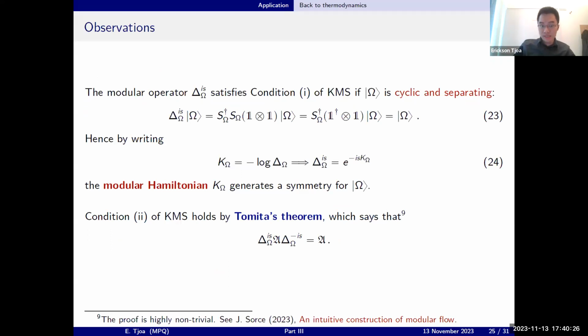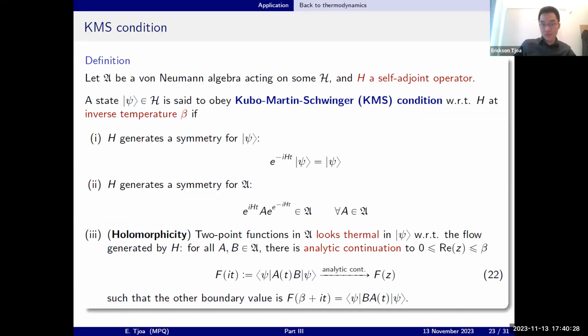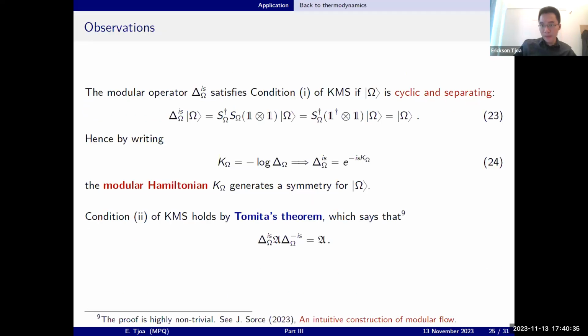And now the question is, how about condition 2, which is actually the hardest? You want to show that H is a symmetry for the algebra. But Tomita's theorem gives you this for free. It tells you that this delta to the power of it, the modular time evolution, maps the algebra to itself. The proof is highly non-trivial, but I invite you to look at this paper.